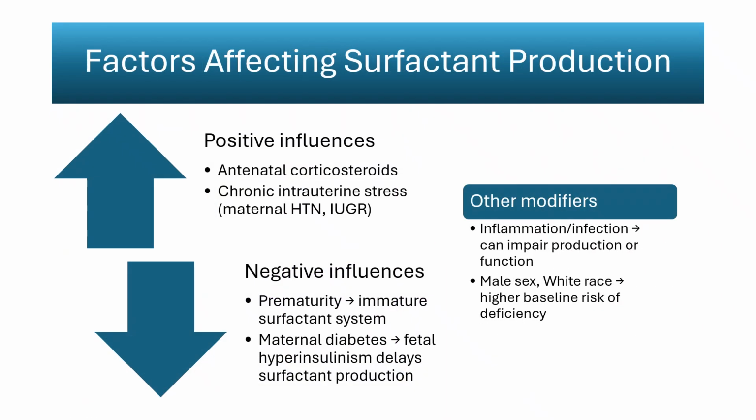Multiple influences determine whether the fetal lung achieves adequate surfactant levels. Antenatal corticosteroids are the strongest positive factor, accelerating surfactant protein expression and phospholipid synthesis. Chronic intrauterine stress, such as maternal hypertension or intrauterine growth restriction, also promotes maturation, largely through increased endogenous corticosteroid release. Negative influences are more common.